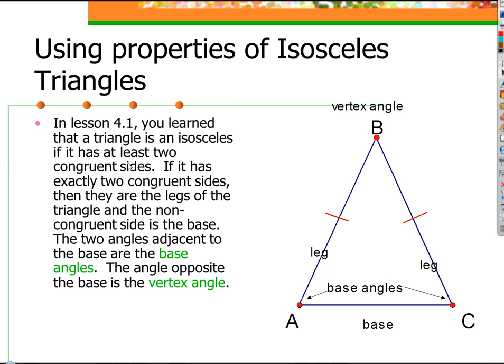So real quick, is an equilateral triangle isosceles? Yes. It is, because it has at least two congruent sides. It actually has three, right? So an equilateral triangle is a special isosceles triangle, but it actually is an isosceles triangle. Normally, we associate isosceles triangles with triangles that only have two congruent sides and then one that's different, but it doesn't necessarily have to be that way.